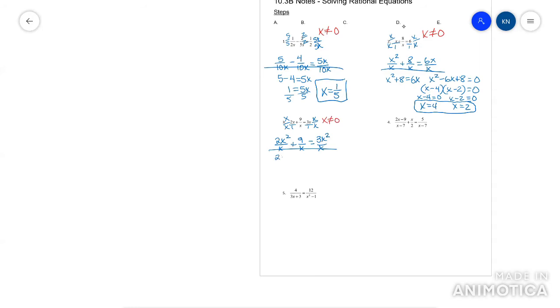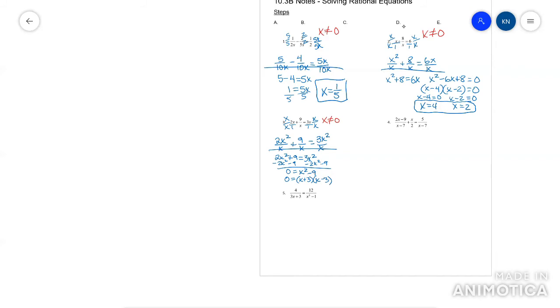You no longer care about the denominator. So really you just have 2x squared plus 9 equals 3x squared. If you're trying to solve and you get x squareds, you're probably going to want to make it equal 0. That way you can factor it. So here I would minus 2x squared and I would minus 9. Because then you're going to have 0 equals x squared minus 9, which factors as a difference of squares: x plus 3, x minus 3.